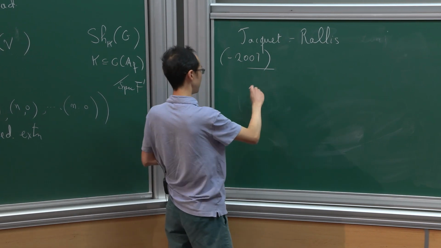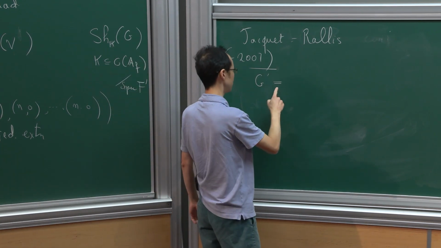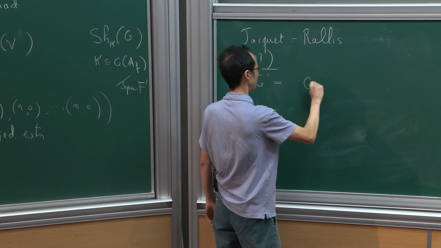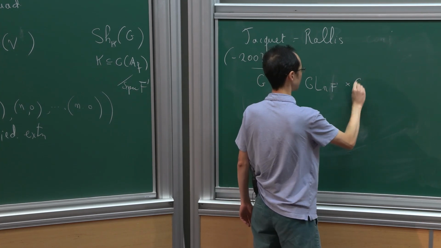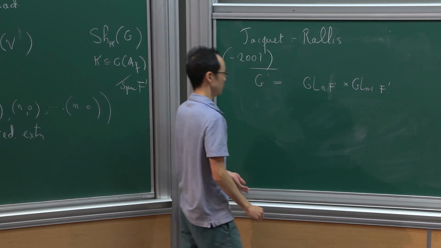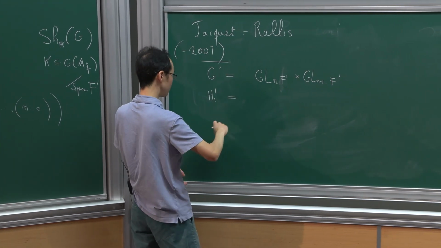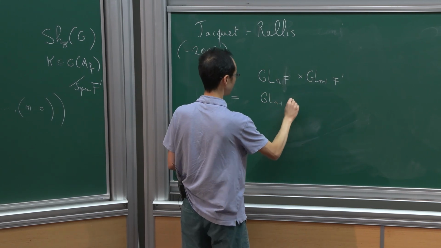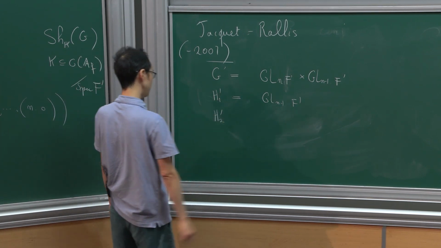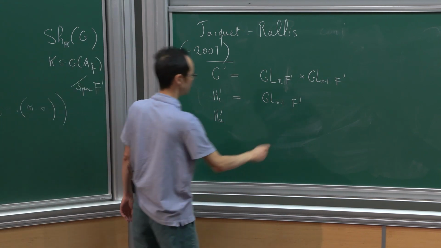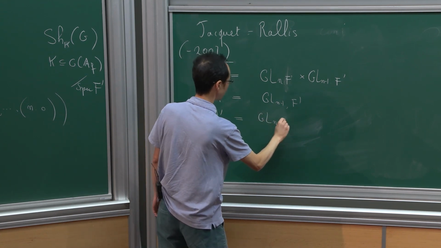I think this must have already shown up earlier in the summer school. Here you consider G prime being GO_n over F prime times GO_{n-1}, and H1 prime, the diagonal embedding of GO_{n-1} over F prime. We know that the H1 prime automorphic period integral will give you a Rankin-Selberg L function. H2 prime will be GL_n over F, the base field.